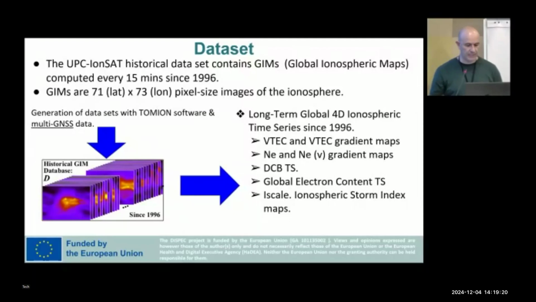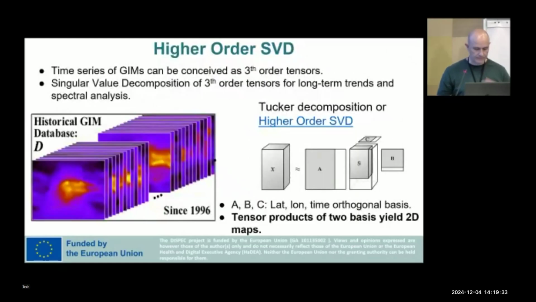And finally, a kind of local Kp index, which is called the I-scale or ionospheric storm index map. You can build up long-term series here. And in the case of VTEC, for example, you can build up time series as a sequence of the maps themselves.